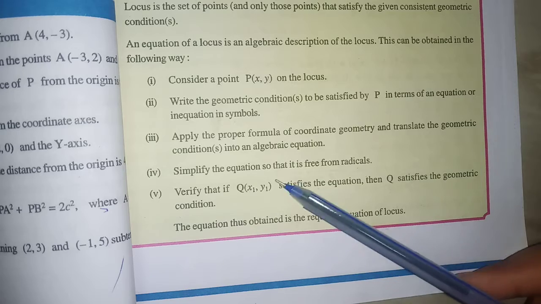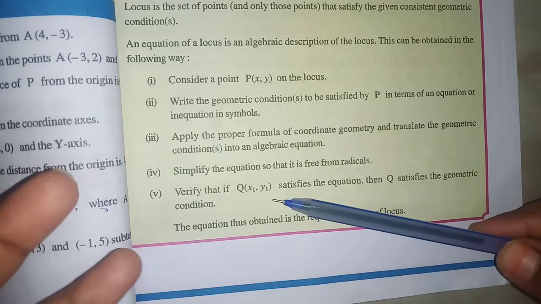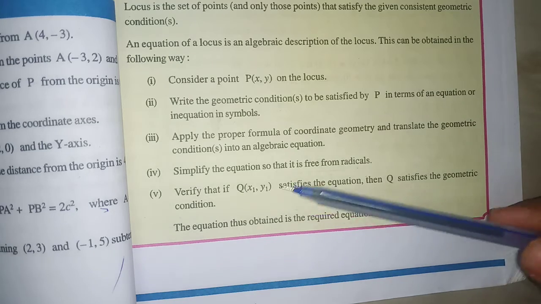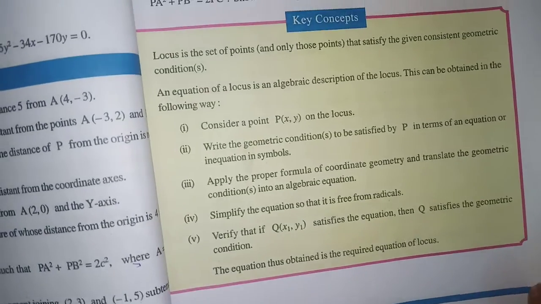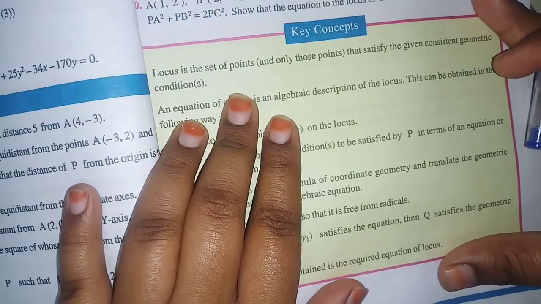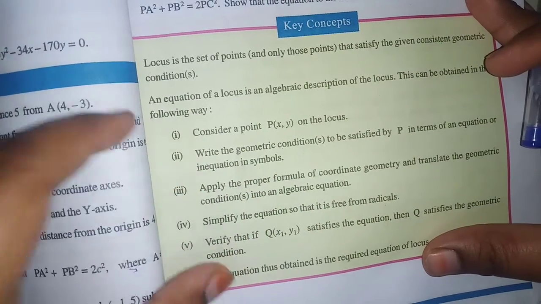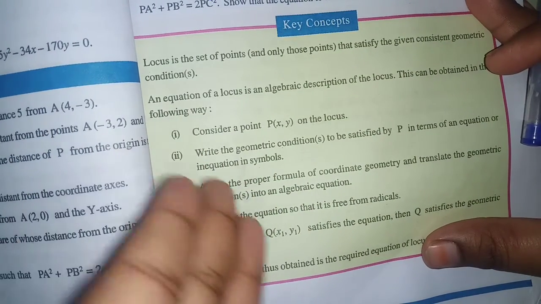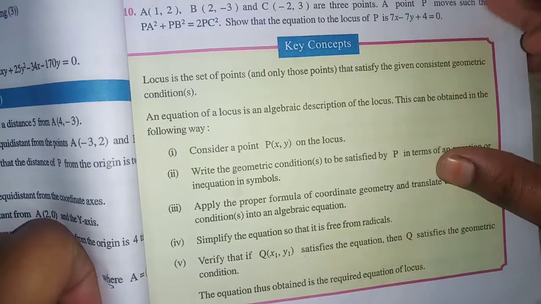Q means the point given by the question. The equation thus obtained is the required equation of the locus. In this way we can find the locus equation. These are the most important points. Okay, I read it. There is nothing to explain, so I just read it.